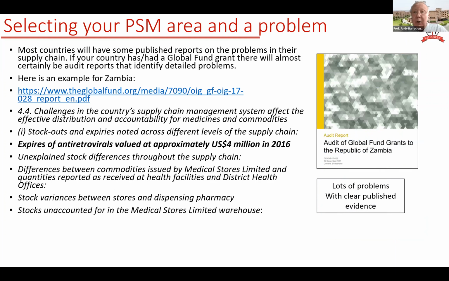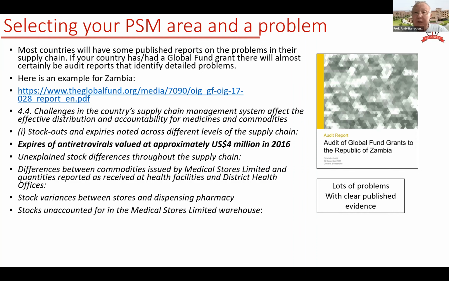First of all, selecting your problem. How are you going to get the evidence? Well, nearly all countries have a Global Fund grant, and Global Fund published lots and lots and lots of reports about the PSM system. Nearly every year they complain about how bad the PSM system is. Here is an example of a Global Fund report for Zambia. Okay, and you see one of the things they're complaining about in the Global Fund report is expiry of antiretrovirals was $4 million. That's quite a lot of expiry. Yeah. So if you choose expiry rates, this is your evidence.